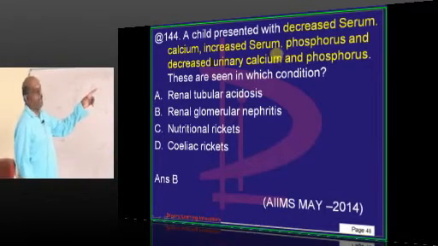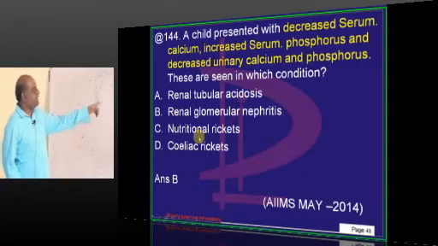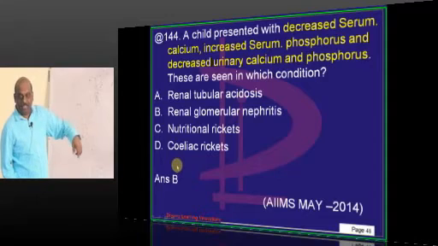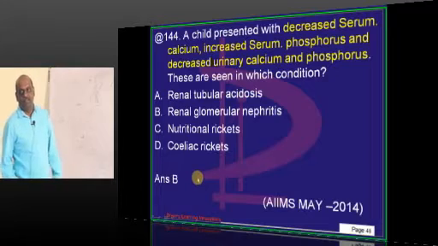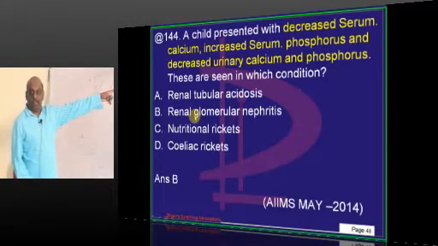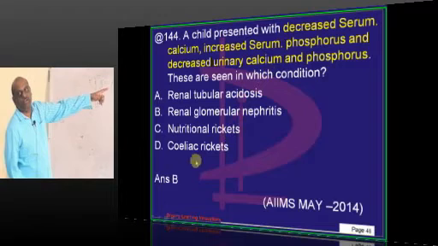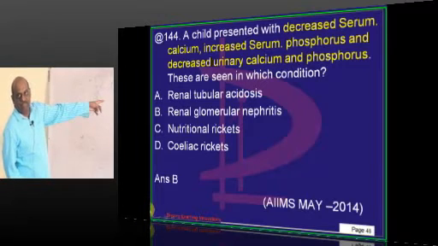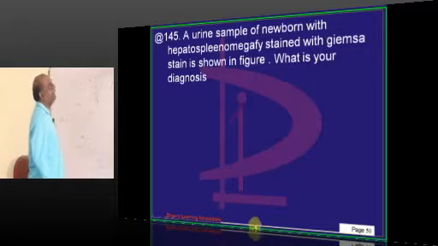The child is having hyperphosphatemia with hypocalcemia. All other conditions, rickets and so on, will lead to hypocalcemia with hypophosphatemia, not hyper. Hyperphosphatemia means the kidney is retaining phosphate. That happens only when there is renal failure, chronic kidney disease, which can occur with glomerulonephritis. So that is the reason high phosphate favors the answer glomerulonephritis, is what you need to remember.